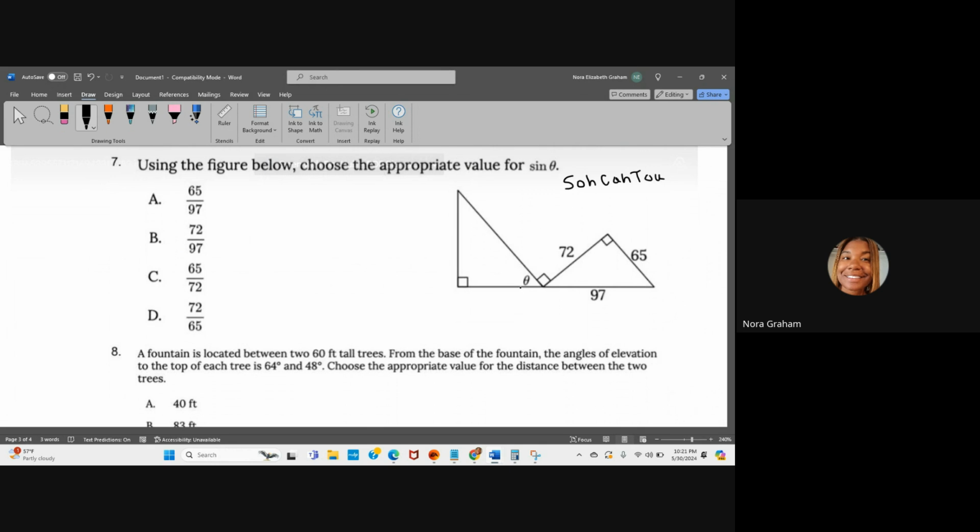All right, so for this one, they give us an angle. We know this is the corresponding angle for that one, so this is also going to be our theta. And we have to find sine of this. So sine of the angle that's given, our theta, is going to be the opposite side of the angle that's given over our hypotenuse.